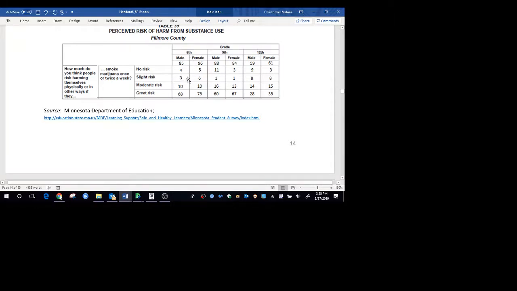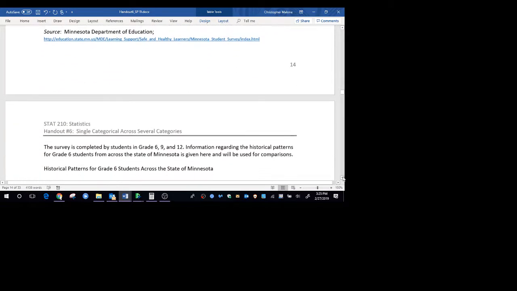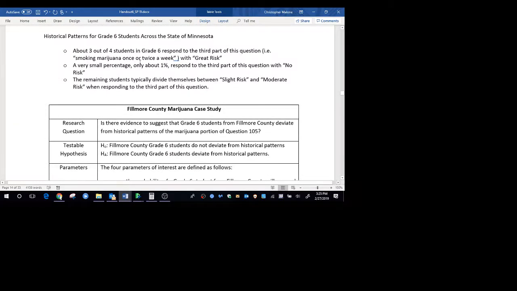We're talking about 6th graders here. I hope that a larger proportion of those think smoking weed's great risk than no risk at all. And certainly the data reflects that as well. So I would anticipate that many more students, especially in 6th grade, are going to think smoking weed is of great risk. So here I'm going to compare these values against the historical trends for the state of Minnesota. And those historical trends are the following here. About 3 out of 4 students in grade 6 respond that smoking weed once or twice per week is of great risk. Okay, so about 75%, right?